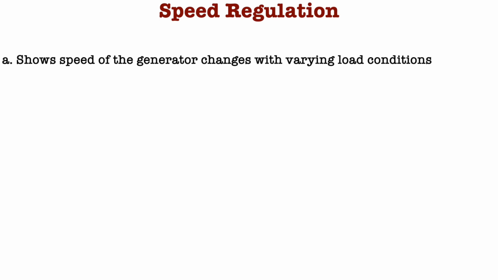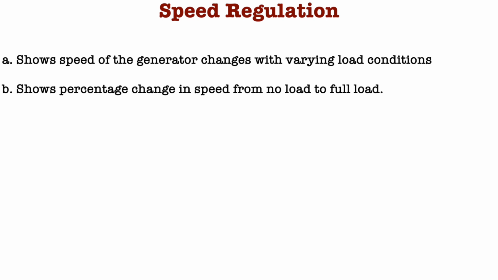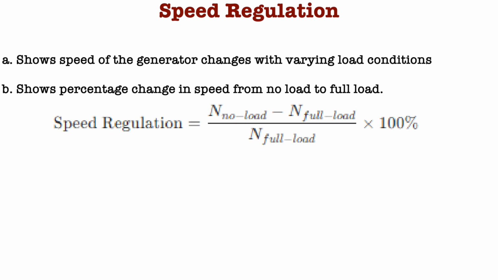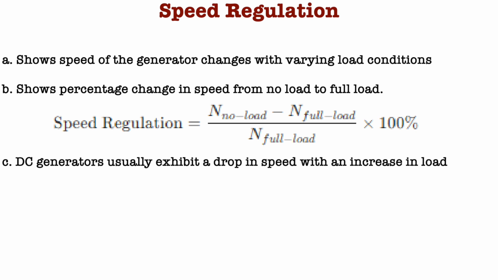Now, let us see what speed regulation is. Speed regulation measures how the speed of the generator changes with changing load conditions. The regulation characteristic shows the percentage change in speed from no load to full load. We can say that speed regulation is given by the speed at no load minus the speed at full load, divided by the speed at full load, into 100. DC generators usually exhibit a drop in speed with an increase in load.